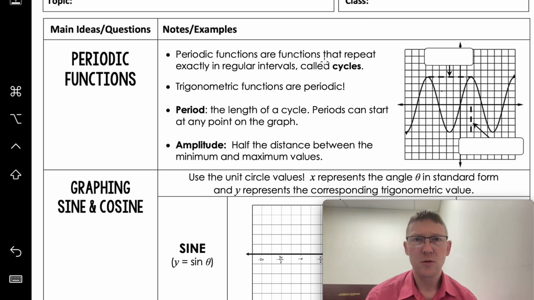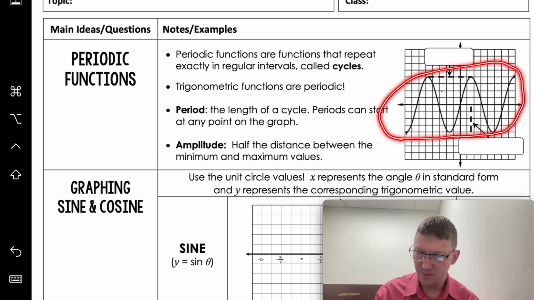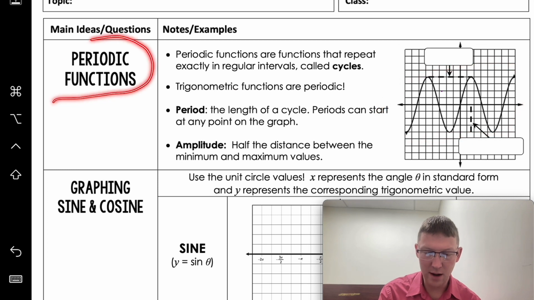So up until this point, we've been looking at trig functions and using them with triangles, finding angles, sides, stuff like that. But if you were to plug that into your calculator and get a graph, you might be surprised at the graph that we get. So the graph for at least sine and cosine is going to look like this. This is what we call a periodic function.